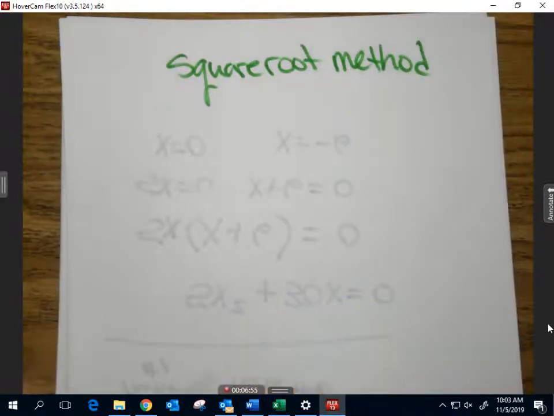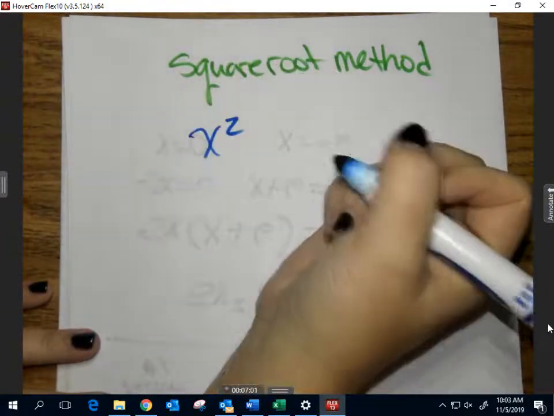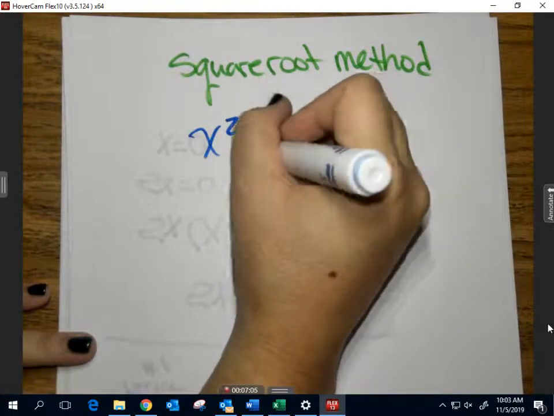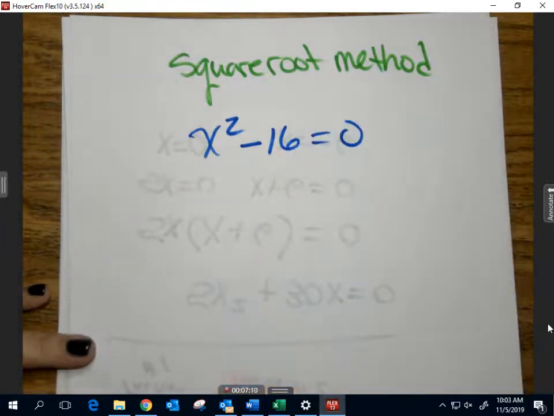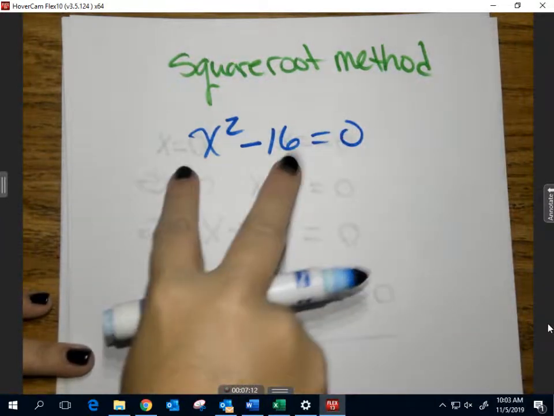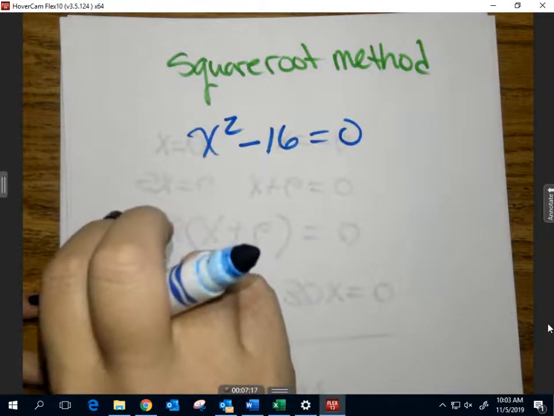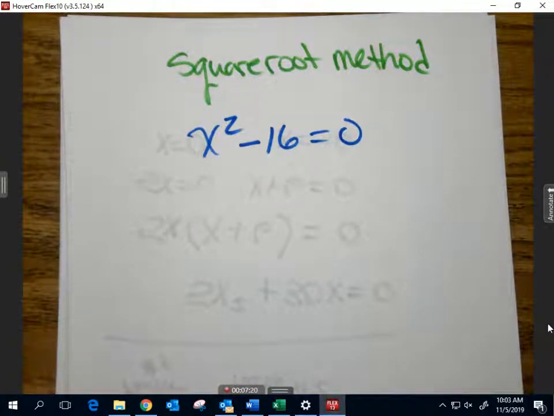The square root method. That's when you're given an x squared and minus a number. Let's say 16, equals 0. Notice this time I have two terms, but they don't both have an x. So we're going to use the square root method. Some of you did pretty okay on this on your test, and some of you struggled on this part.